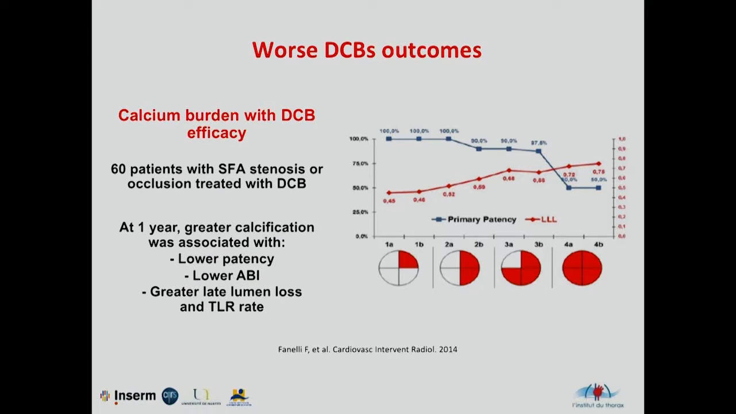Another example is this publication from my friend Fanelli in Roma. And he showed clearly that in case of circumferential calcification, we decrease the results of the drug-coated balloon in terms of patency. And you see clearly that the patency rate decreased dramatically in case of circumferential calcification.